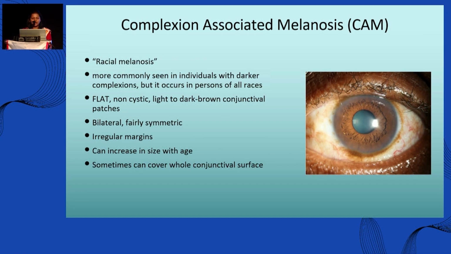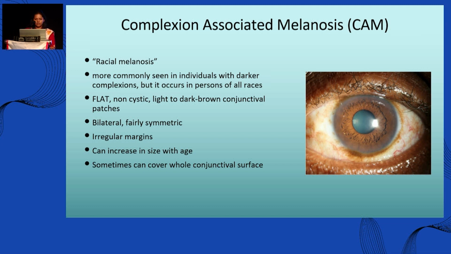Then coming on to the second type of pigmented lesions, this is the complexion associated melanosis. It's also called the racial melanosis, and it's more commonly seen in individuals with dark complexions like us, but it occurs in persons of all races. So these are flat lesions and they are non-cystic, and they can range from light to dark brown in color, and they are bilateral and fairly symmetric. So bilaterality is a characteristic feature of this complexion associated melanosis.